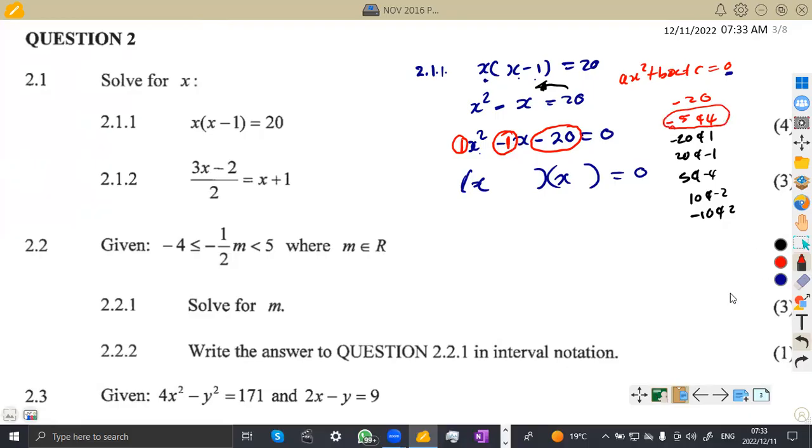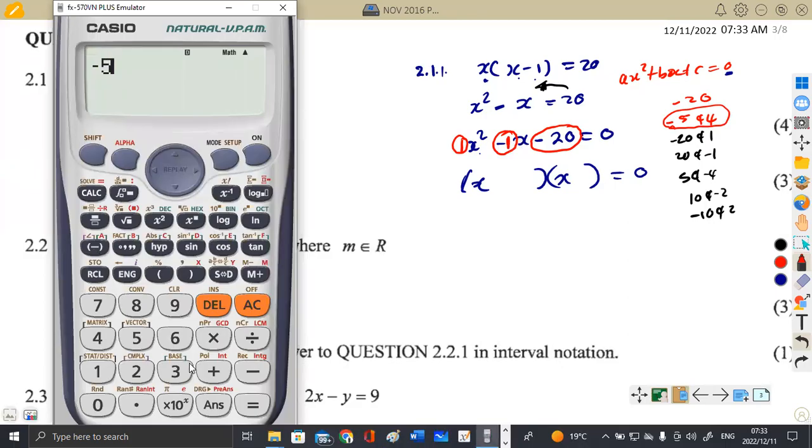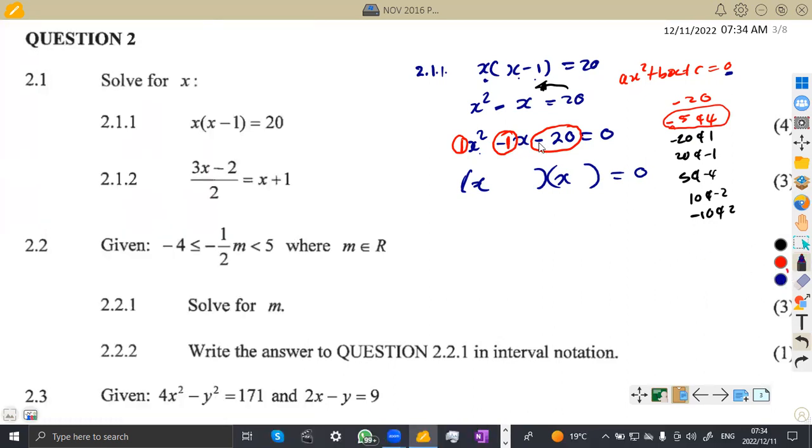If we add minus 5 plus 4, that's minus 1. You can prove on your calculator, guys. Minus 5 plus 4, that's a negative 1. So these are the two numbers that you're going to take, which is minus 5 and a plus 4, equate it to 0.